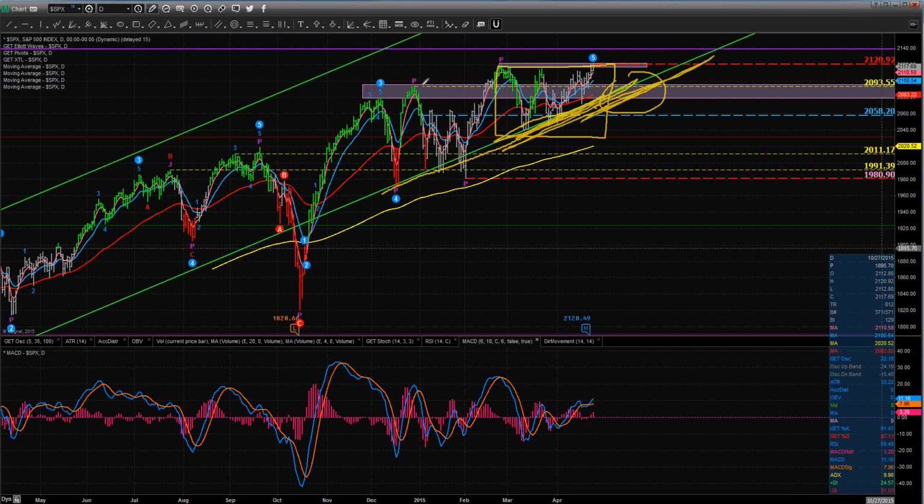We've also, you can see the Elliott wave count of 3, 4, 5, but I don't like this Elliott wave count, so I'm discarding that. I don't like that count. It's a little bit too choppy for me.